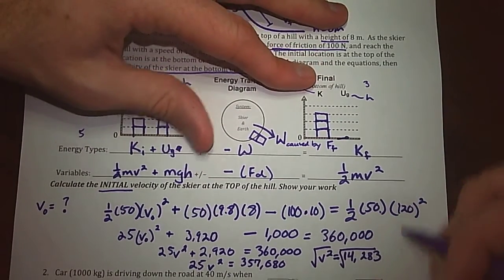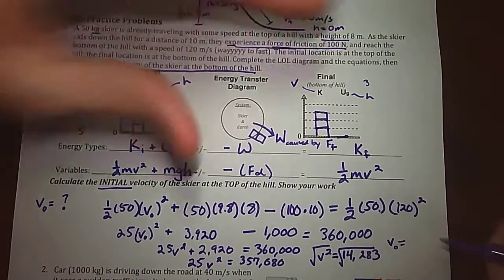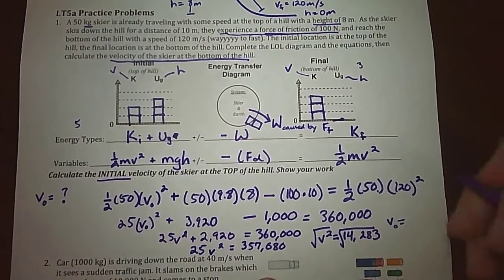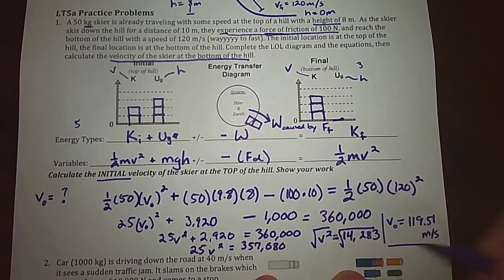My velocity, actually my initial velocity, finally calculating that, is going to be the square root of 14,283, which is about 119.51. It's okay if you're off by 1 or 2 decimal points. So 119.51 meters per second is my initial velocity in this case.